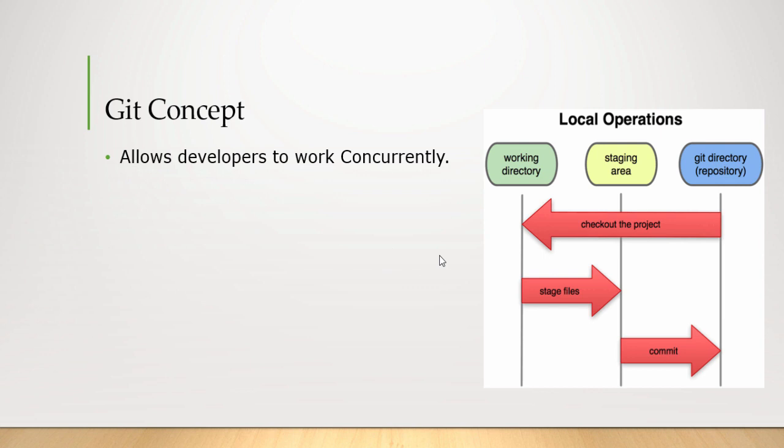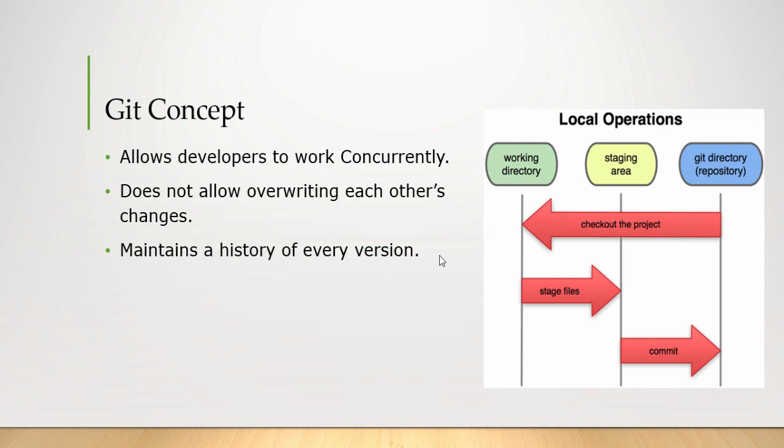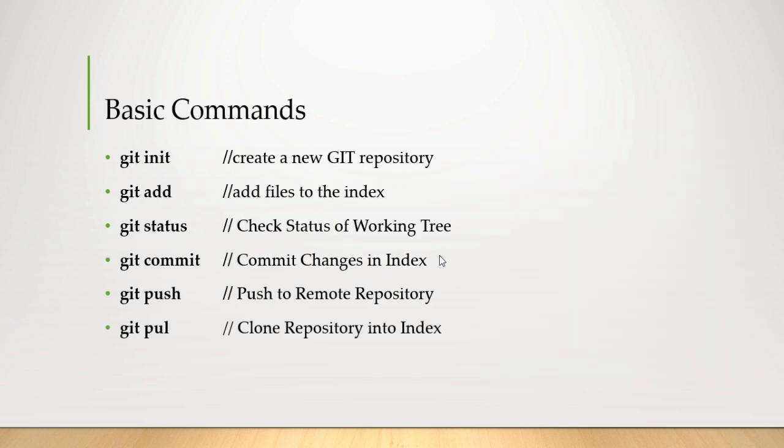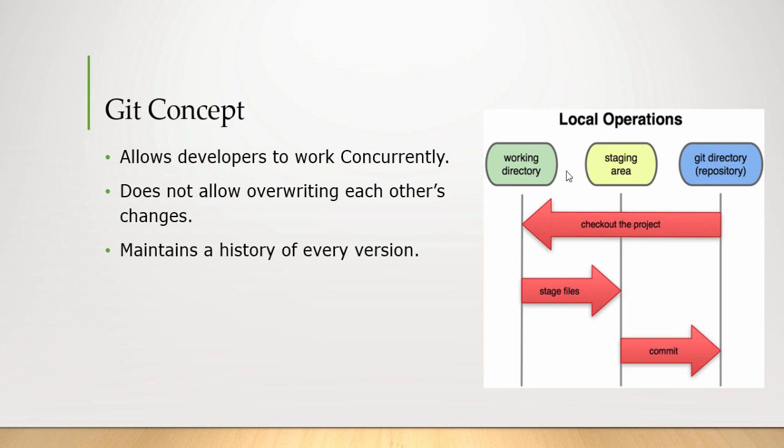Here is the Git concept. It allows developers to work concurrently, does not allow overwriting each other's changes, and maintains a history of every version. Basically, this is the working process to upload your project from a local directory to a Git repository. This is the first stage: stage files. After creating your project on your computer, you want to upload your project to the Git directory, or you can say the Git repository.